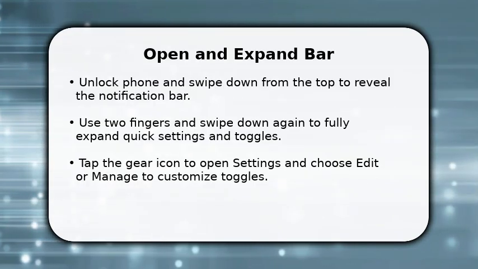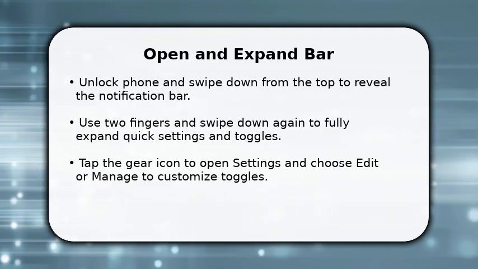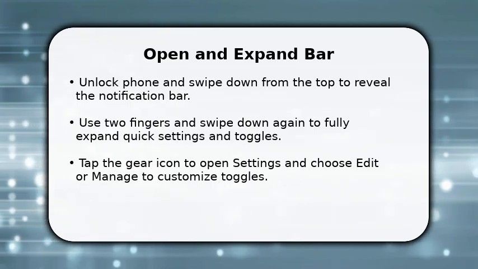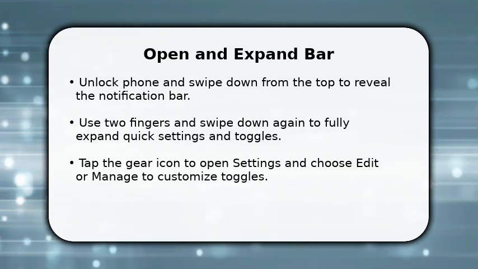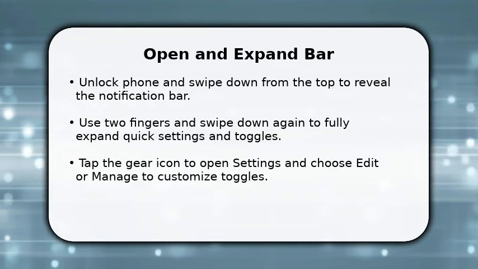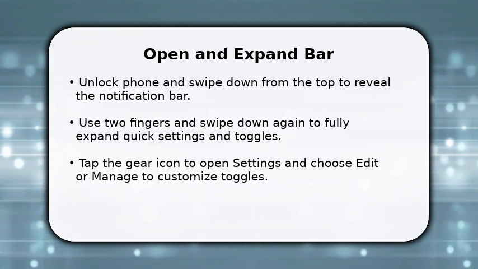Tap the gear icon at the top right to open settings for personalization. Long press a notification to reveal app controls, silent options, and immediate actions you can take. Customize which toggles appear by choosing Edit or Manage from the Quick Settings panel.